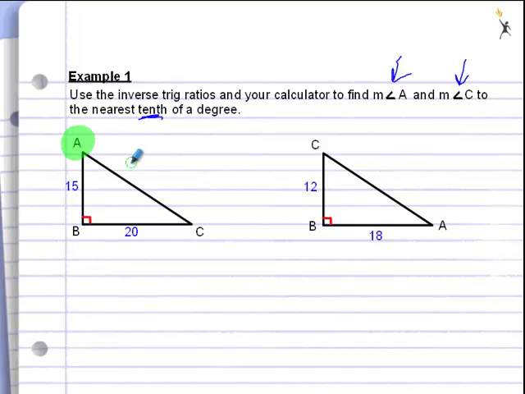Now, angle A, if we want to find the measure of it, first we have to figure out what we're given. We're given angle A, but we're also given the opposite side. Notice how it's across from it. And the adjacent side. Opposite and adjacent. Well, we just did this problem together. You should know that that is the tangent function.